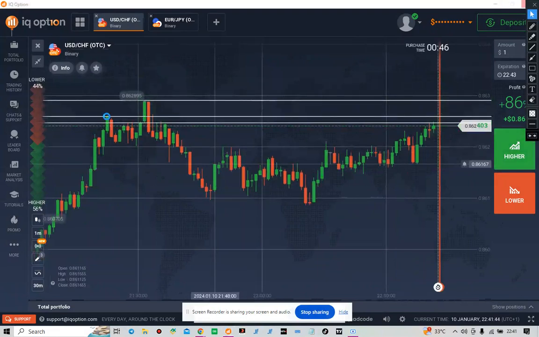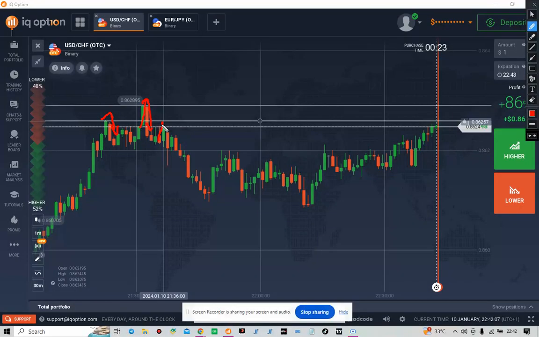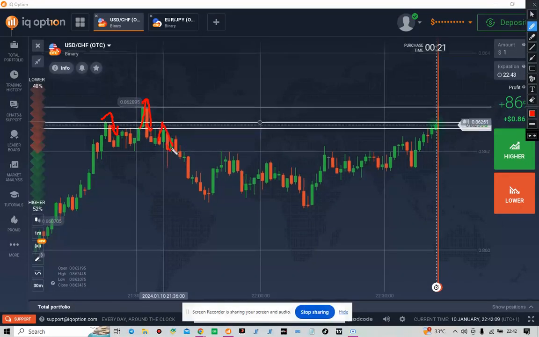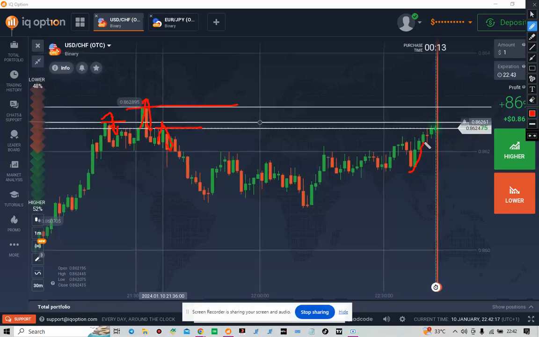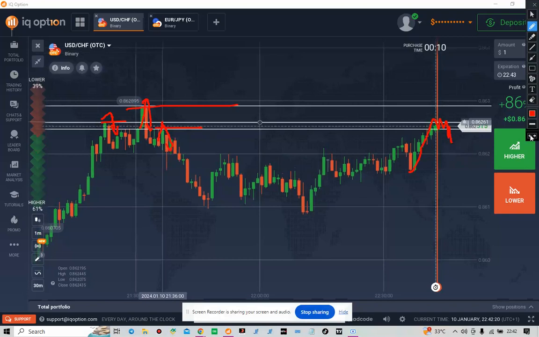So now the market reaches the level and reverses to the downside, then breaks the level and reverses again to the downside, then tests this level again and reverses again to the downside. So which means that from here, here, here is an area of resistance. So if the price reaches that area of resistance, then that means the sellers are likely to enter the market.